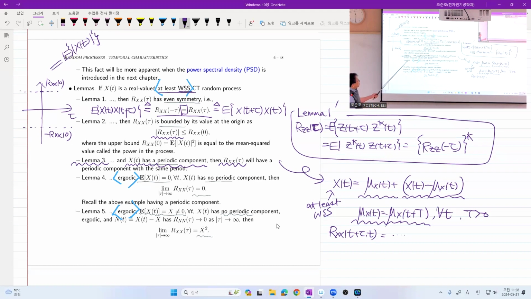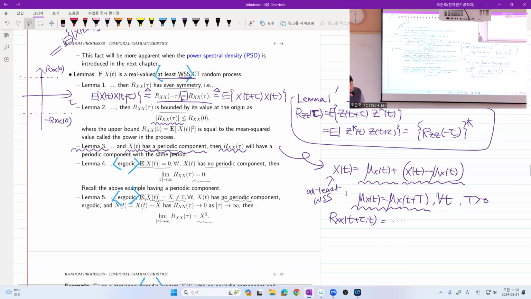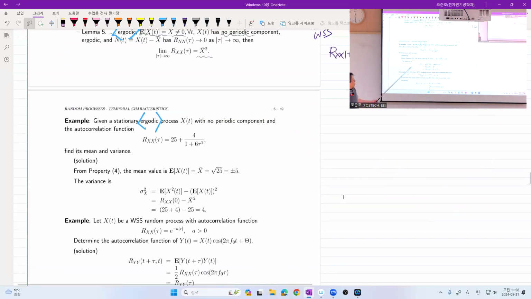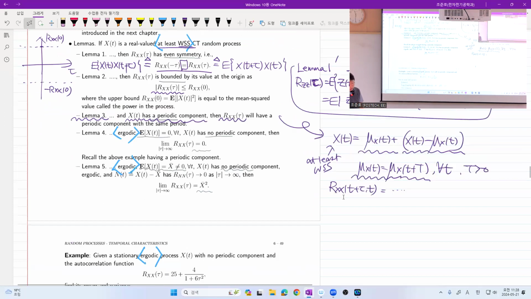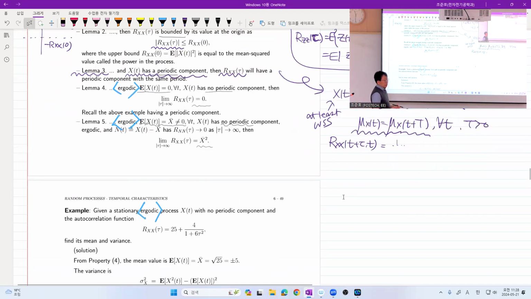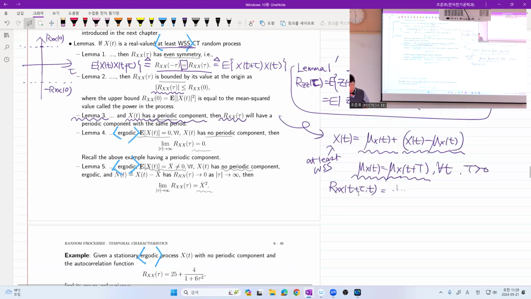And lemmas 4, 5, and I believe 6. Yeah, okay. This example talks about something we haven't yet covered, that is ergodicity of random processes. So under certain conditions, we can talk more about the autocorrelation function. And this ergodicity is a very special thing.